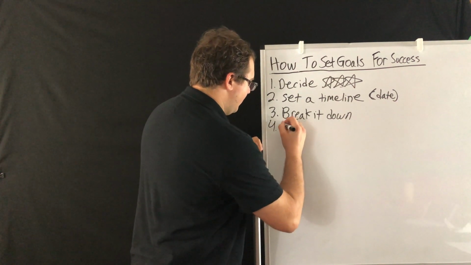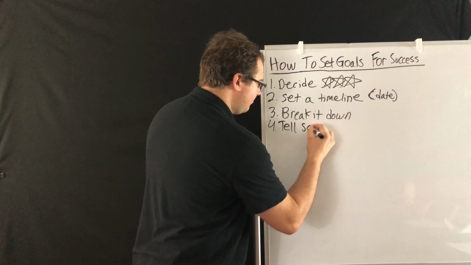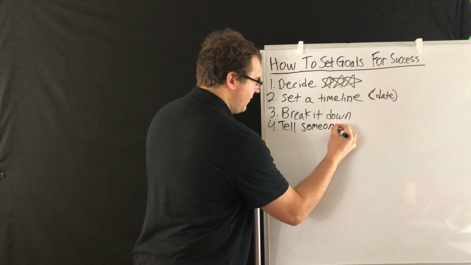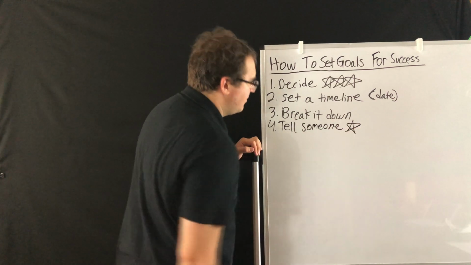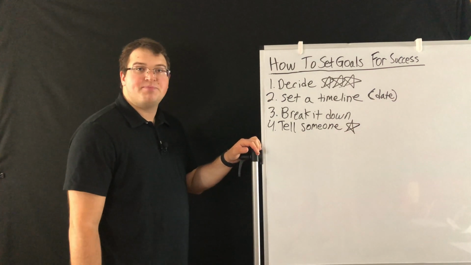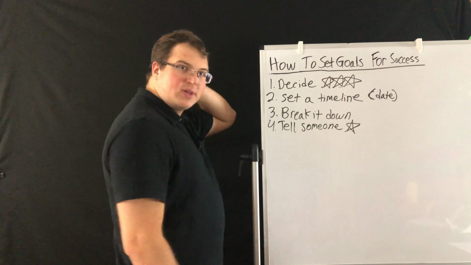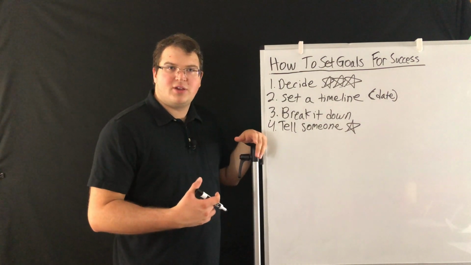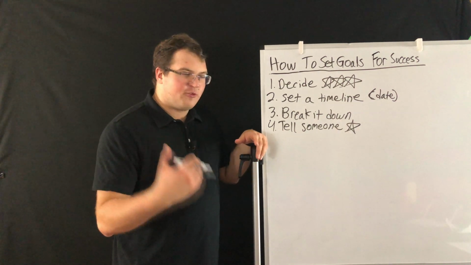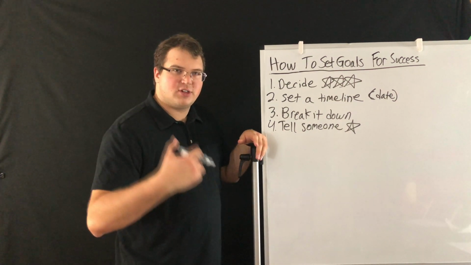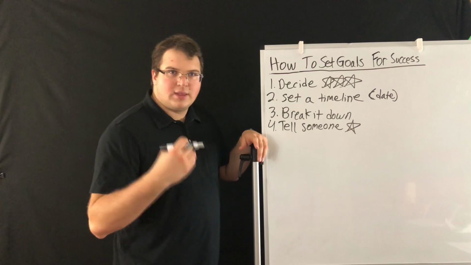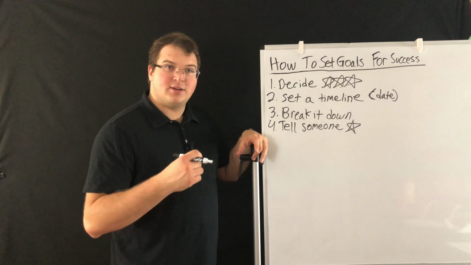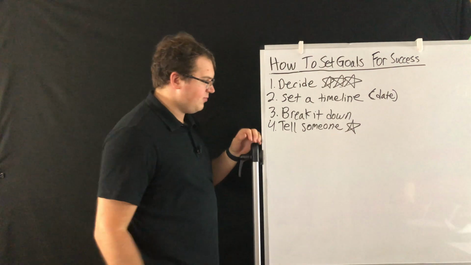Number 4, we're going to tell someone. Right? Another very important goal right there, or step. This one is very important because you're telling someone, you're keeping yourself accountable, you're having weekly calls, you're forcing yourself to do the work, you're forcing yourself to go ahead and get it done because someone else is holding you accountable. All right?